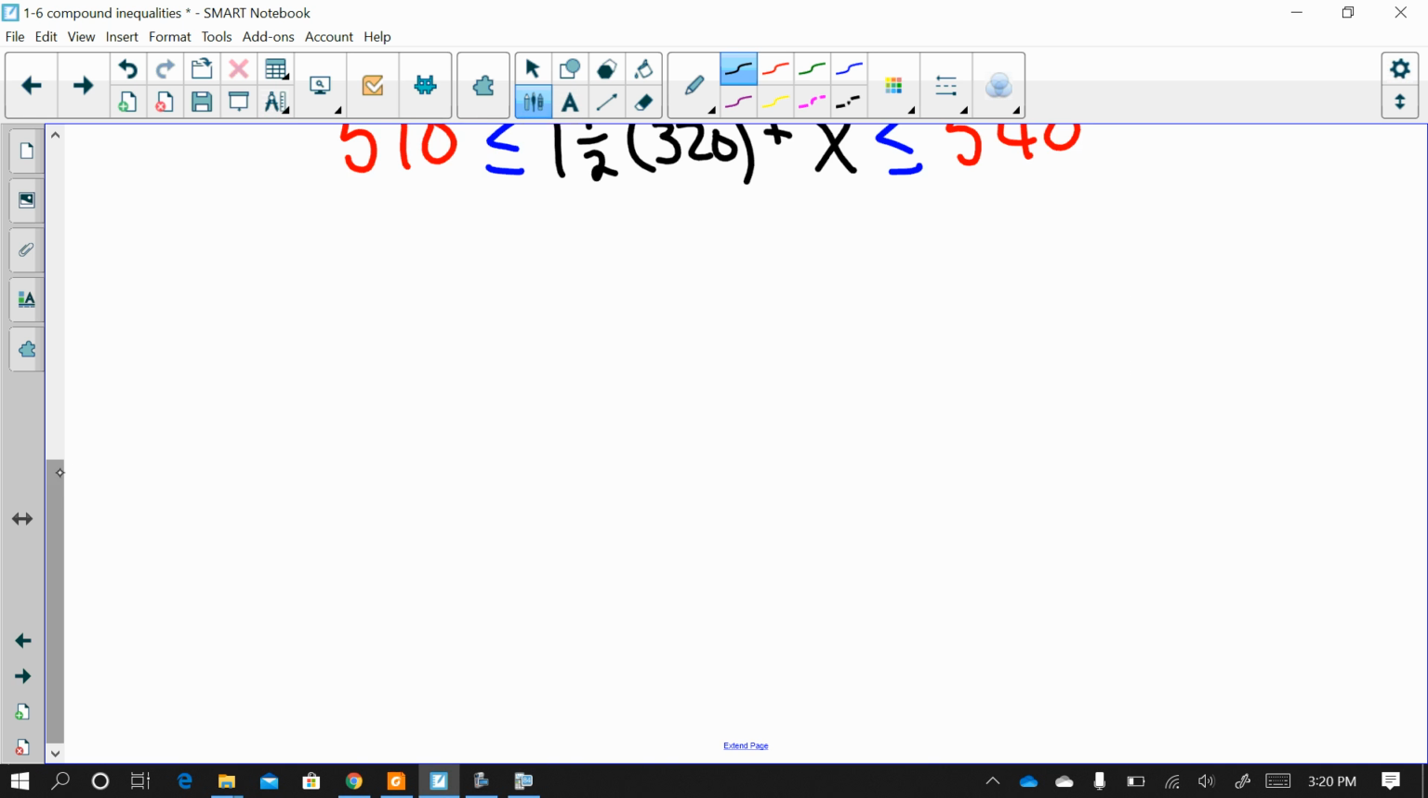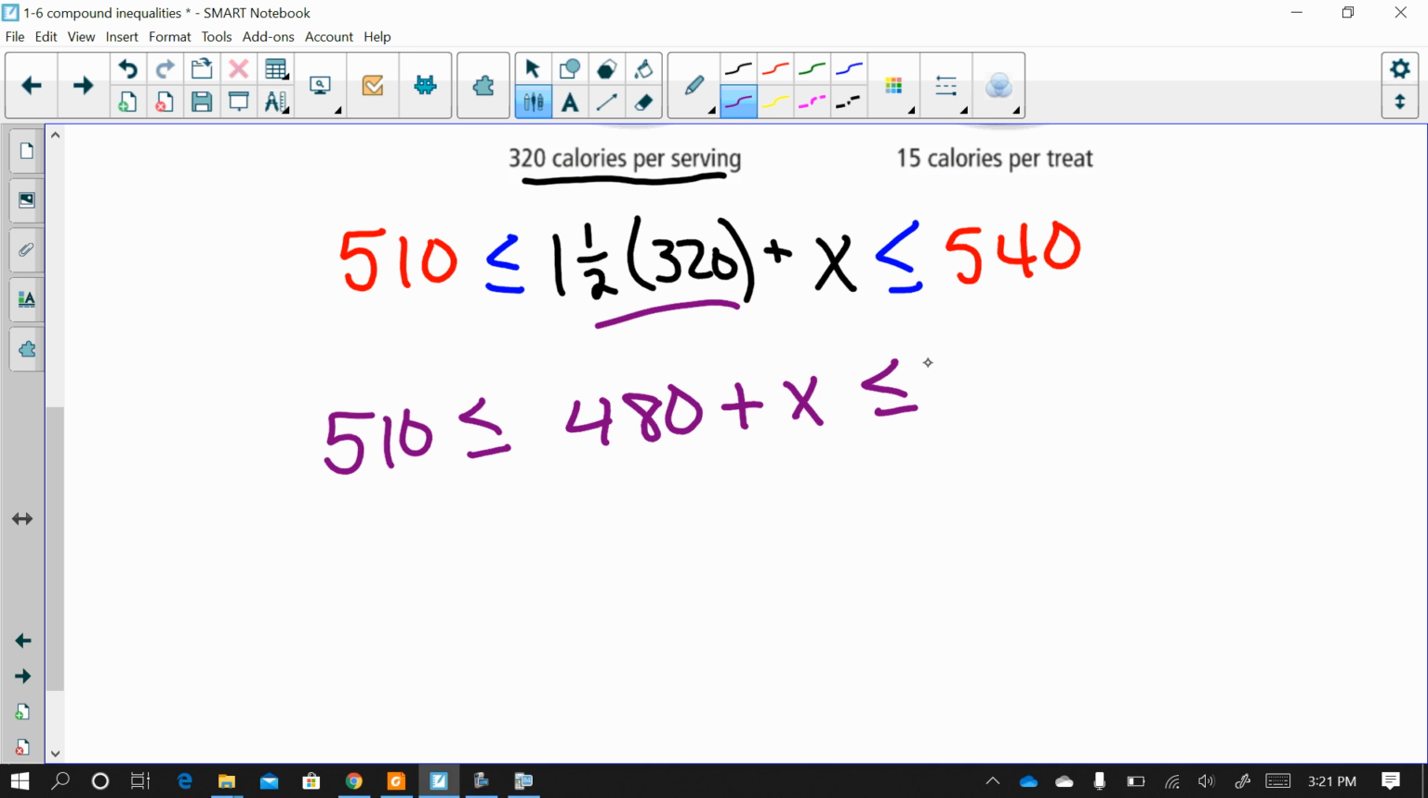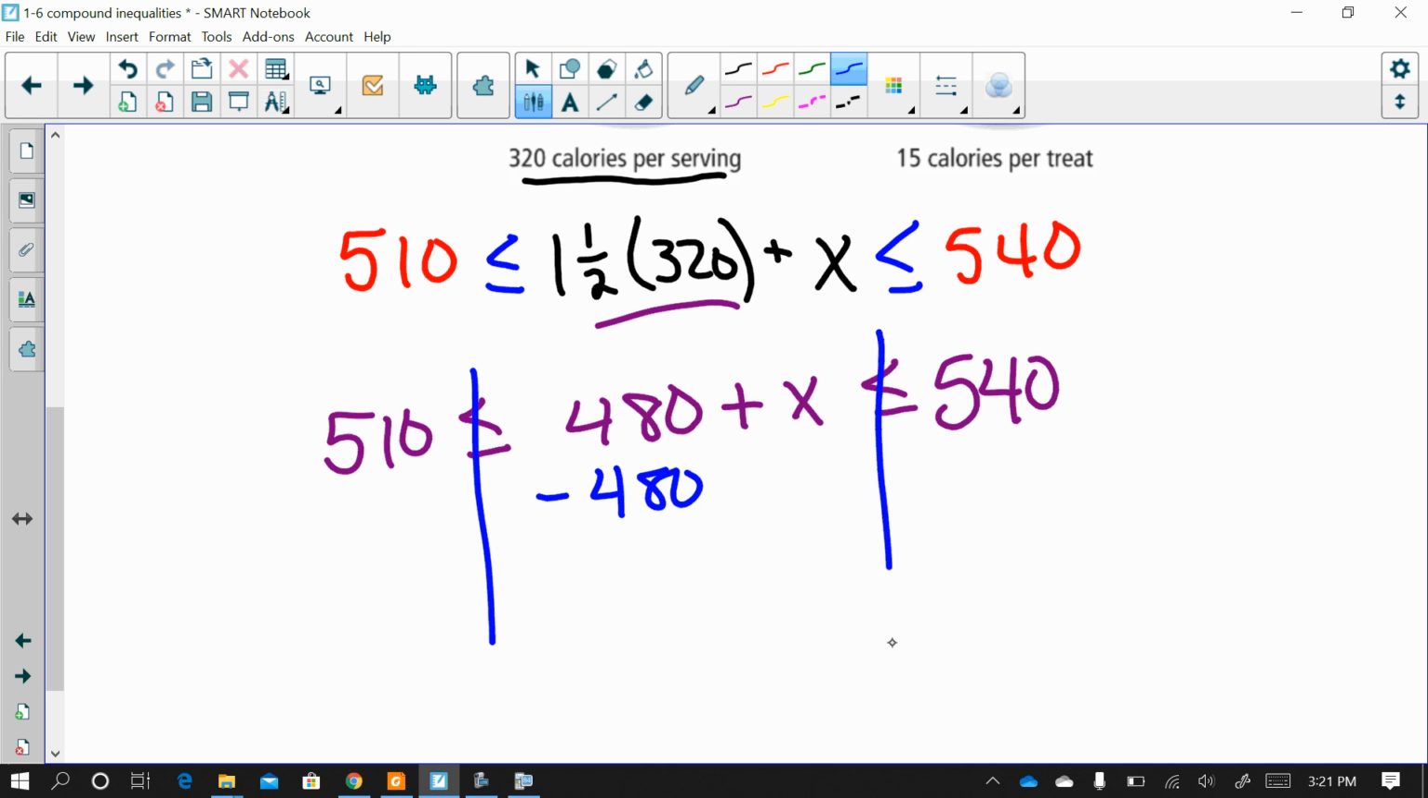Let's solve it. So start with right here, 1.5 times 320. 1.5 times 320 would be 480. Okay, so to get x by itself, I got to get rid of this 480. So I'm going to subtract. And remember, I have 3 sides. So I subtract here, here, and here. 510 minus 480 is just 30.